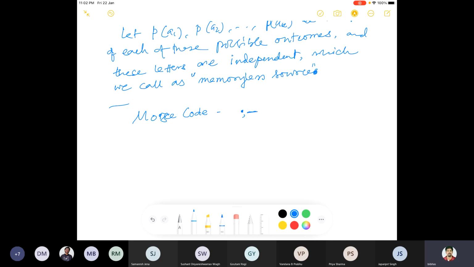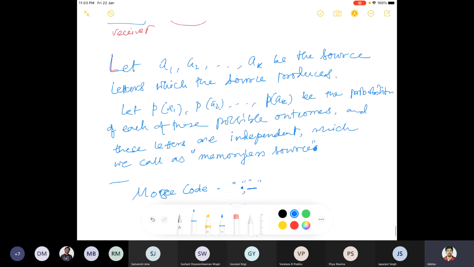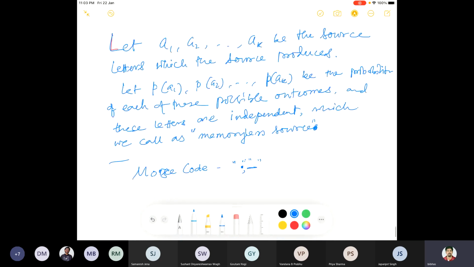Code word means a bunch of these symbols, like dot and dash. You can visit this Wikipedia page and you will see. But the point I'm trying to tell you here is that we have to encode these source letters in terms of, let's say, 0 1s. In Morse code, it's not 0 and 1, it is dot and dash.